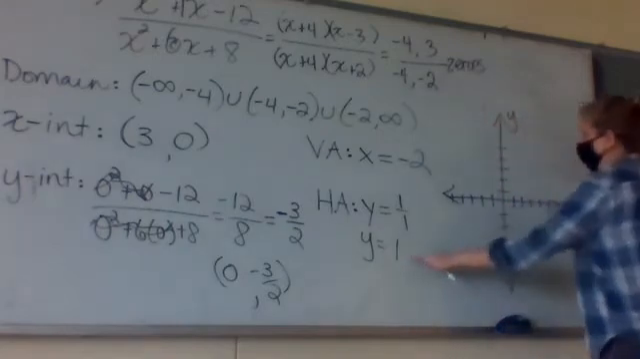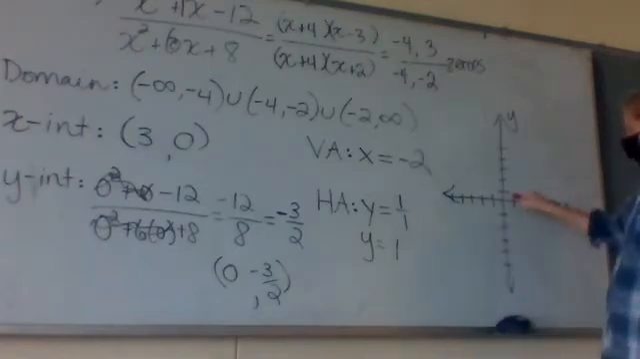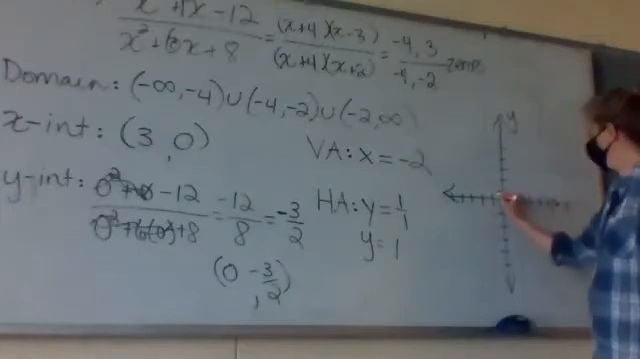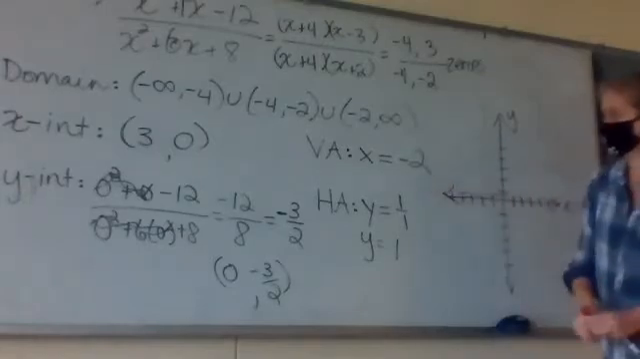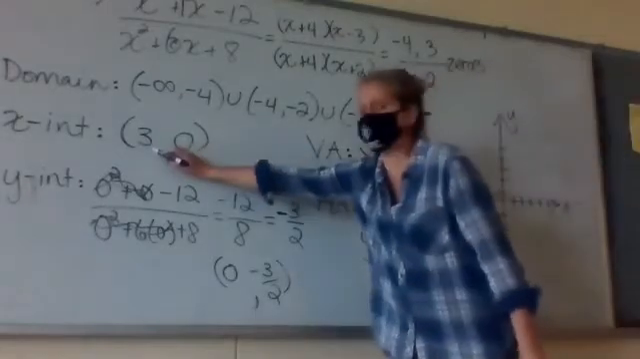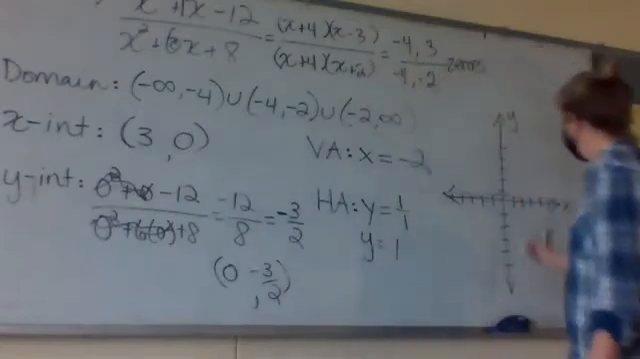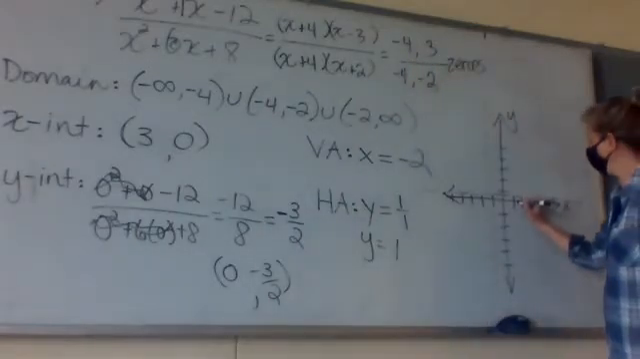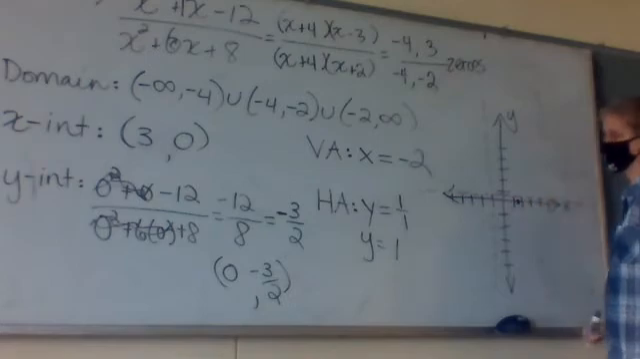Horizontal asymptote at y equals 1. So if that's 2, then it's going to be right before that, right? Here's y equals 1. It's going to cross the x-axis at 3. So if these go by 2's, that's 2, that's 4. So in between them would be 3 on the x.